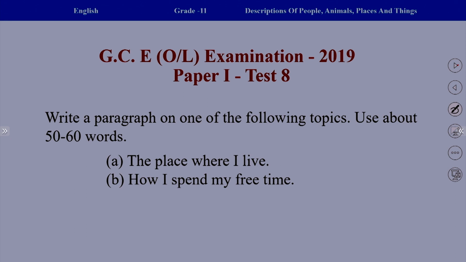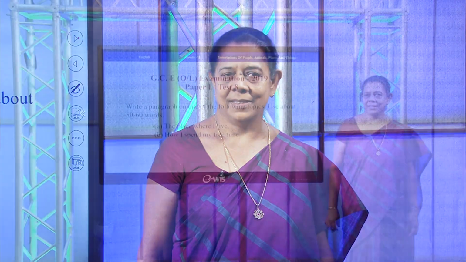Yes, children, today we discussed how to write paragraphs. Is it important to learn about writing paragraphs? Yes, it's very important. Yes, I think today we have come to the end of our lesson.